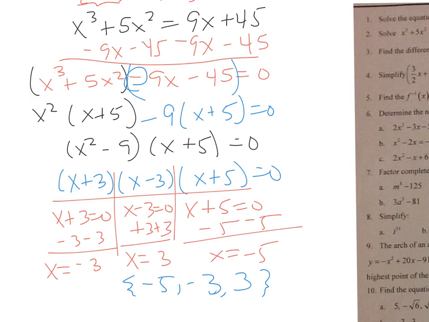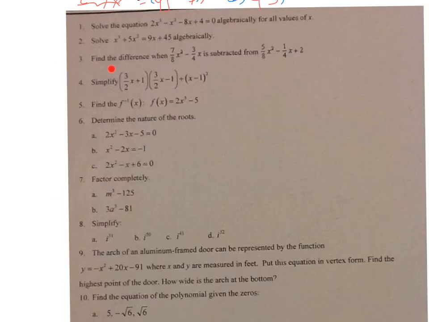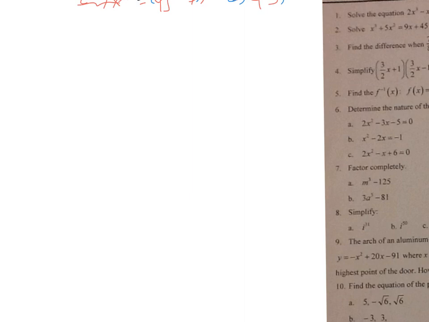Those are my zeros. All right, so number 3 says find the difference. Difference means to subtract when 7/8 x squared minus 3/4 x is subtracted from 5x squared minus 1/4 x plus 2. So the from will come first. I'm going to set it up in parentheses. In the first parentheses, I'll have 5/8 x squared minus 1/4 x plus 2, minus 7/8 x squared minus 3/4 x.